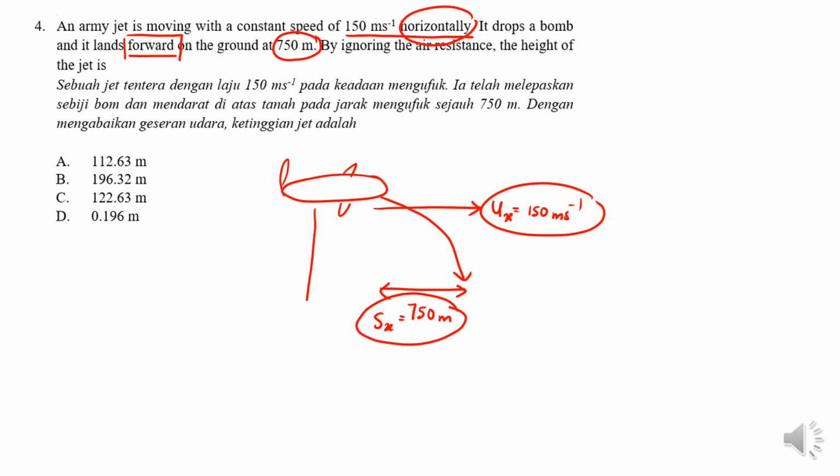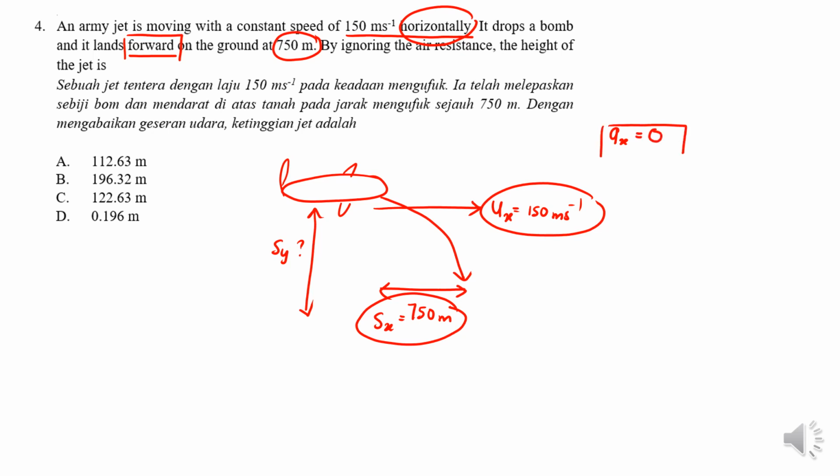Okay, so by ignoring the air resistance, they want the height of the jet. Since the bomb lands on the ground, our displacement in the y component will also be the height of the jet. And then we recall two very important concepts from projectile motion. The first concept is that in the x component there is no acceleration, so acceleration in the x component equals 0.